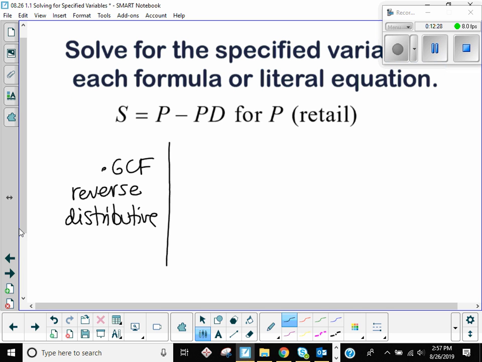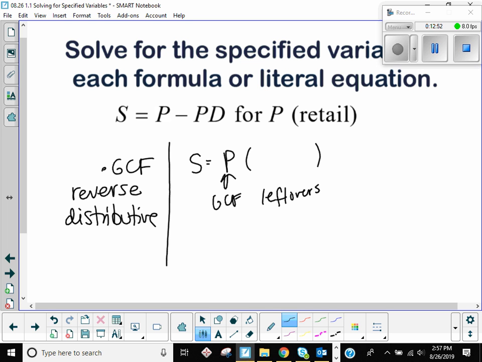So I'm going to do that on the right-hand side for the P. Both of these terms on the right have P in common, and I'm going to write that down. That's their GCF, okay? So this is the GCF. And then in parentheses, I'm going to put the quote-unquote leftover factors when you divide P out of everything.